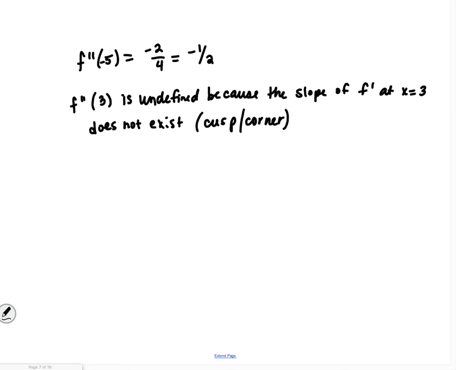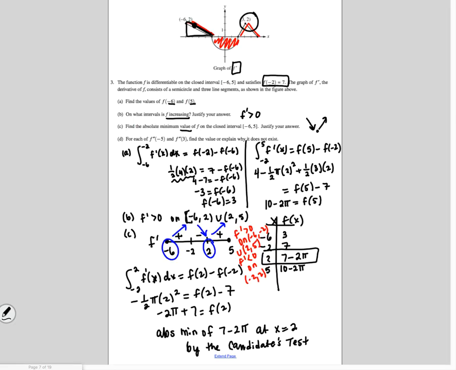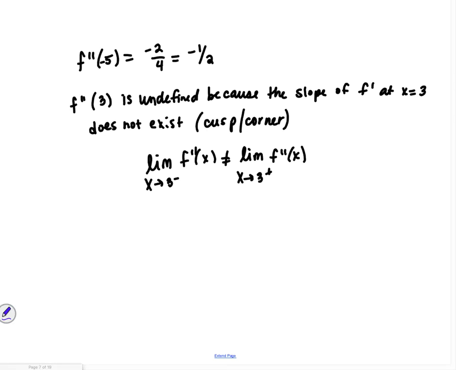Okay, so if you wanted to write this out in a fancy way, you could say something like the limit as x goes to 3 from the left of f double prime of x is not equal to the limit as x goes to 3 from the right of f double prime of x. Those are not the same values. If you look at it, one of them has a slope of up 2 over 1, so slope of 2. The other one has a slope of -2. So that's what we're saying there.